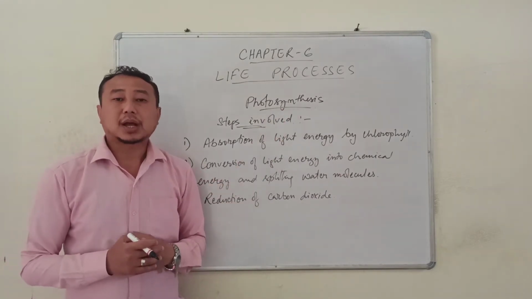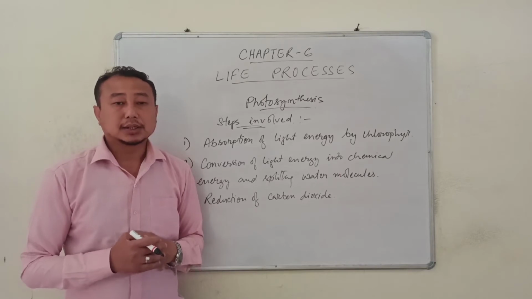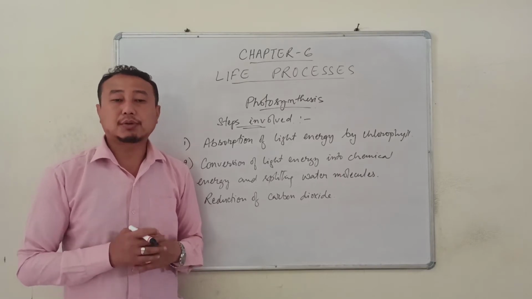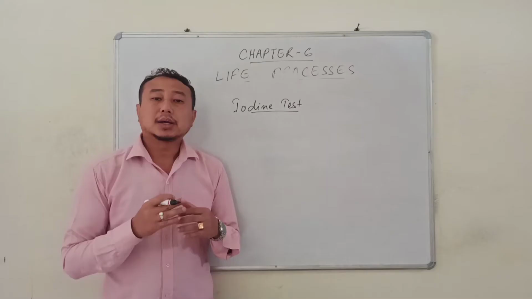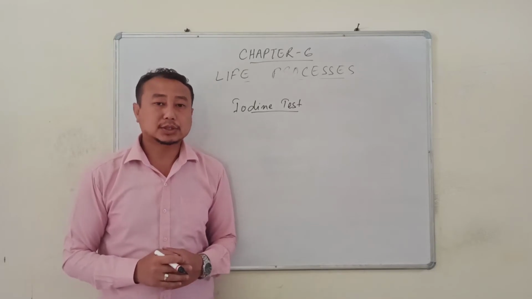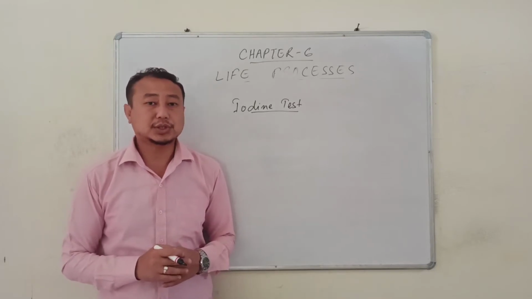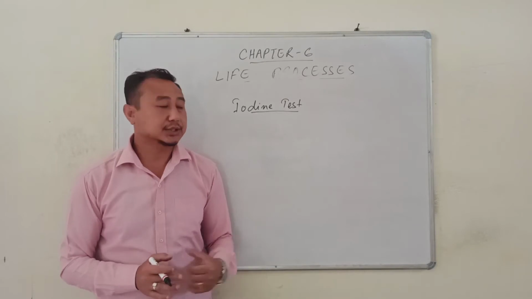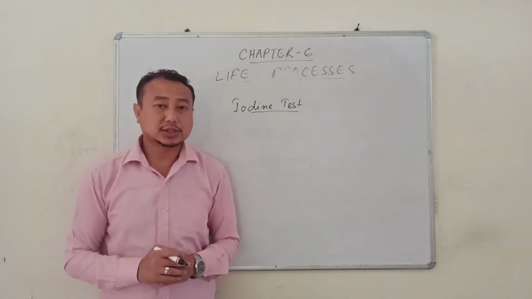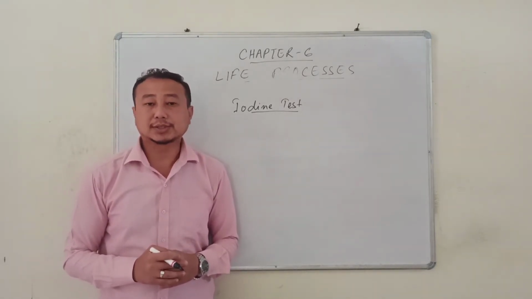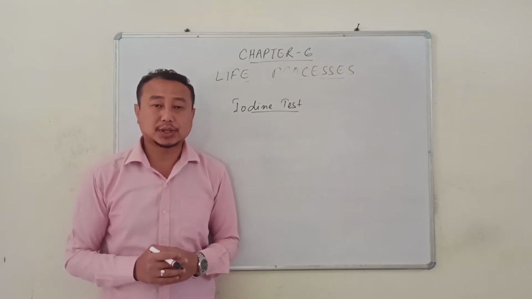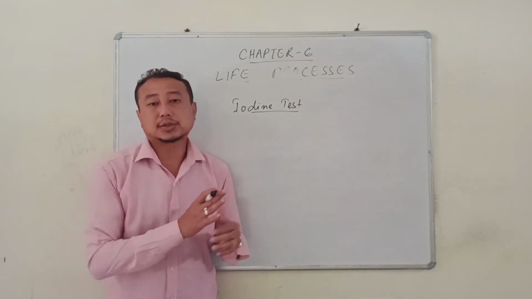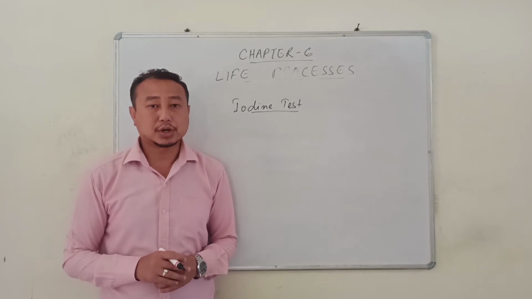Now let us see how we can test or confirm that there is a production of carbohydrate during the process of photosynthesis. In order to confirm whether carbohydrate is produced during the process of photosynthesis or not, we can perform a test which is known as the iodine test. This is a very simple test using a substance known as iodine to confirm whether there is a formation of carbohydrate or not.